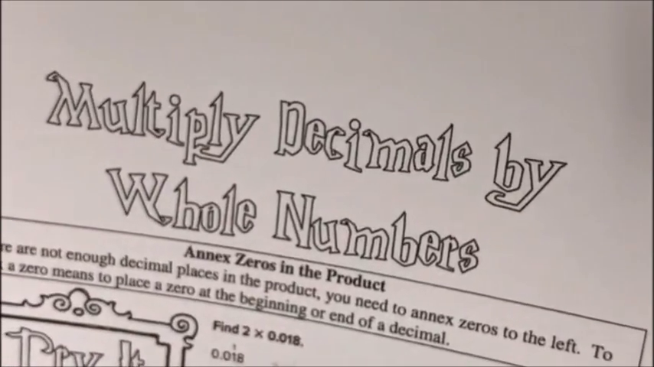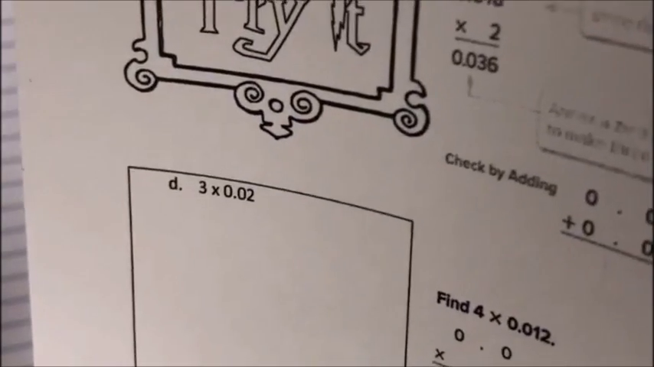On page 50, you're going to glue in multiply decimals by whole numbers, and it has try it problem A on it. On page 51, you're going to glue in the other one that has multiply decimals by whole numbers. This one starts with letter D. Okay, that's on page 51.